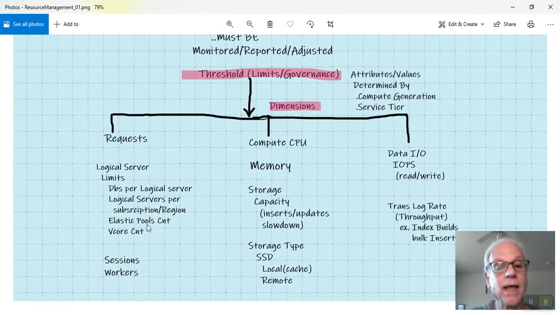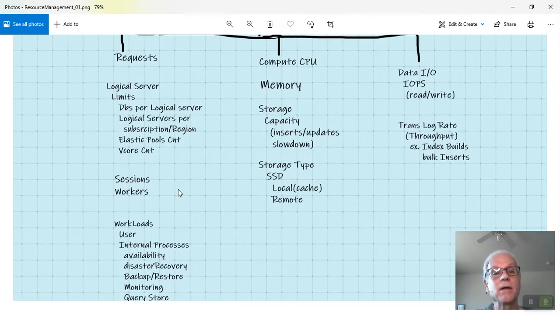There are counts of elastic pool counts and vCore counts or CPUs. There are counts on sessions and workers. Workers, which are threads that execute your query requests, so there are limits on those. If things aren't processing or being queued up, maybe you reach your worker limits. How would you know that? Because you're monitoring, you're getting reports, and you're keeping abreast of how the limits are being near thresholds.